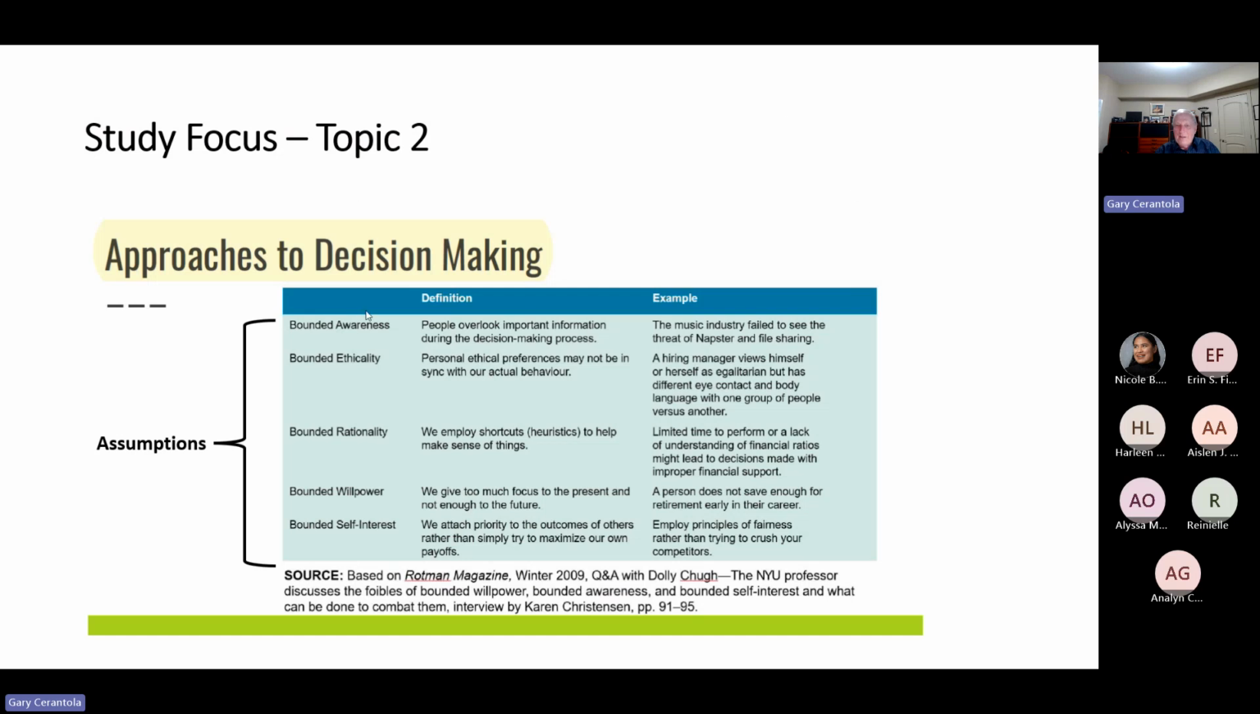Okay, so approaches to decision making. Well, you need to understand these different things in terms of are you bounded ethically, bounded rationality, bounded willpower, bounded self-interest. And those are the things that get overlooked or employed for shortcuts, right? And those kind of things. So that really gets you away from biases, and it gets you away from short-circuiting the evaluation of reasonable alternatives to really compare and exercise criteria to make particular decisions.